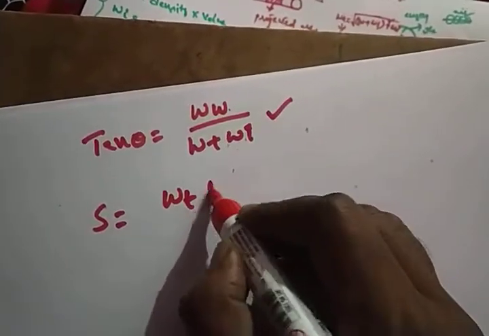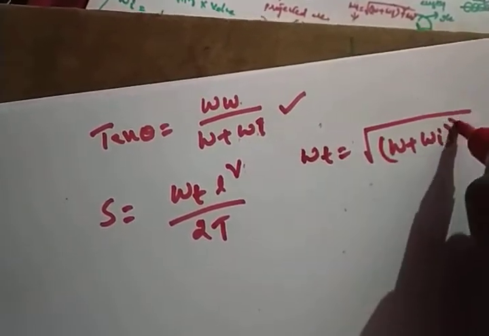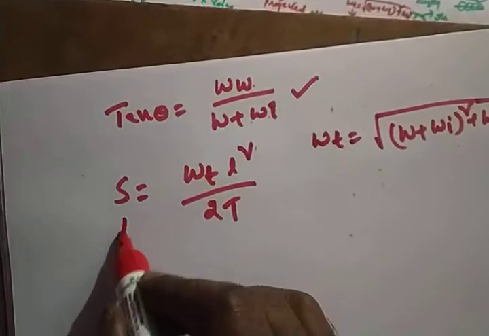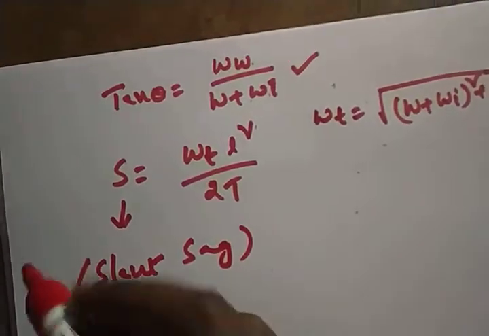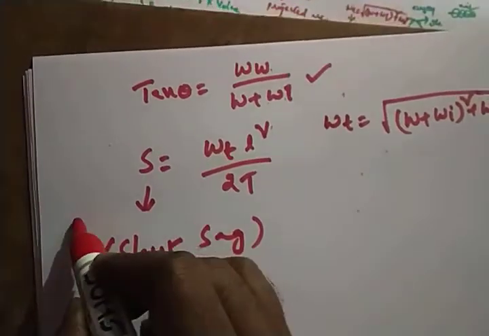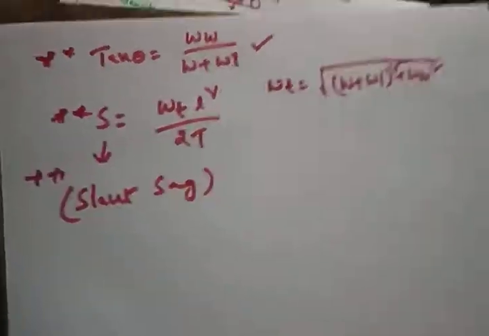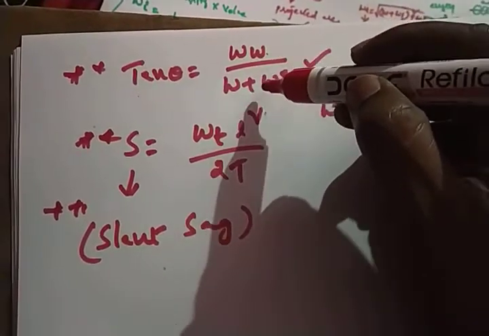So what is the sag? You know the calculated total weight, L square by 2T. So what is the WT here? Square root of (W plus WI) whole square plus (WW) whole square, right? So this sag we can call a slant sag. It is named a slant sag because it is like a slant. Right, so this is a very, very important bit. These three are very, very important while taking the GATE exams, right? So what is the vertical angle? WW by W plus WI.